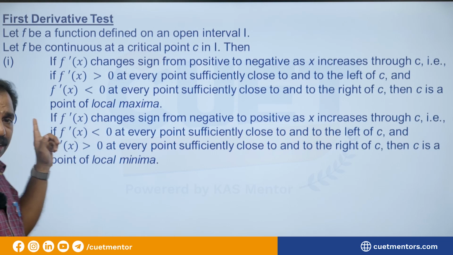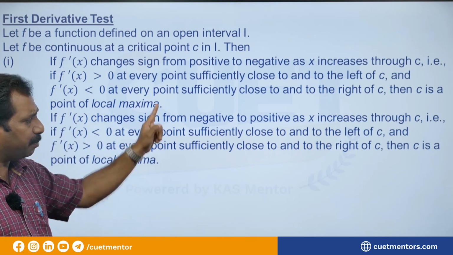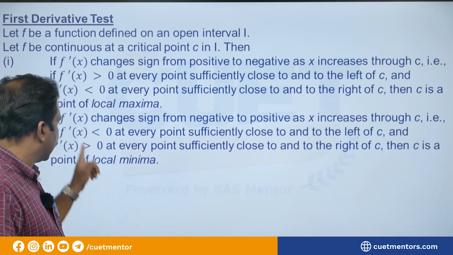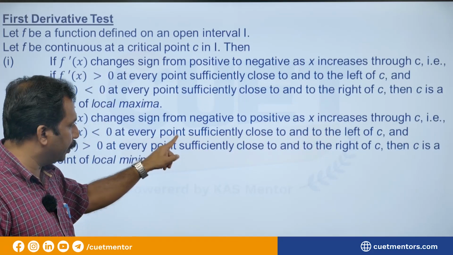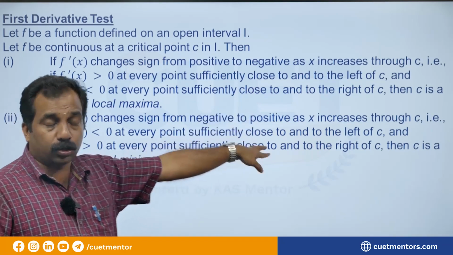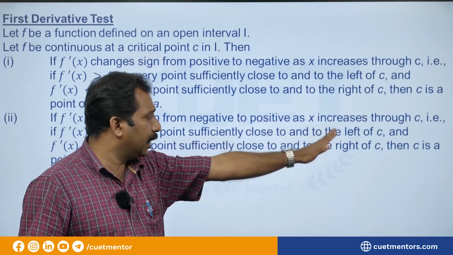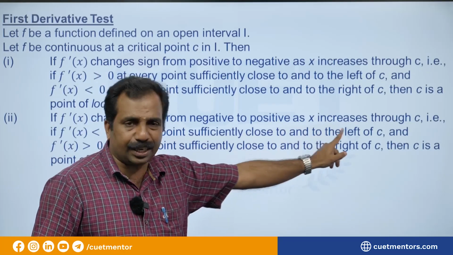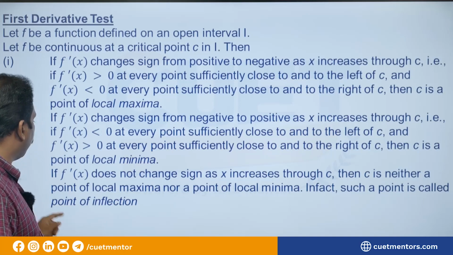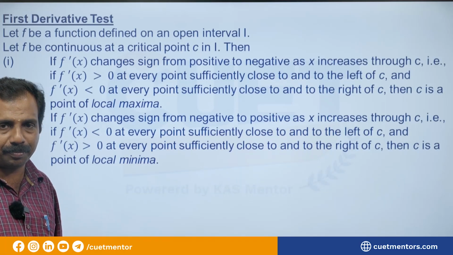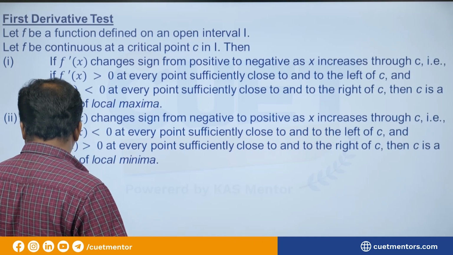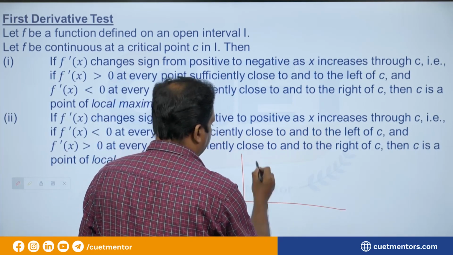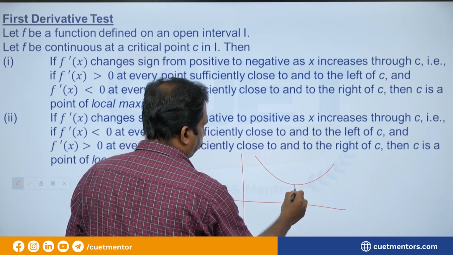The second thing is, if f dash x changes its sign from negative to positive as x increases through C, that is, f dash x less than 0 at every point sufficiently close to and to the left of C, and f dash x greater than 0 at every point sufficiently close to and to the right of C, then C is called a point of local minimum. Okay, let's see how it is possible. I am going to consider a graph like this. Here, this is the point C.